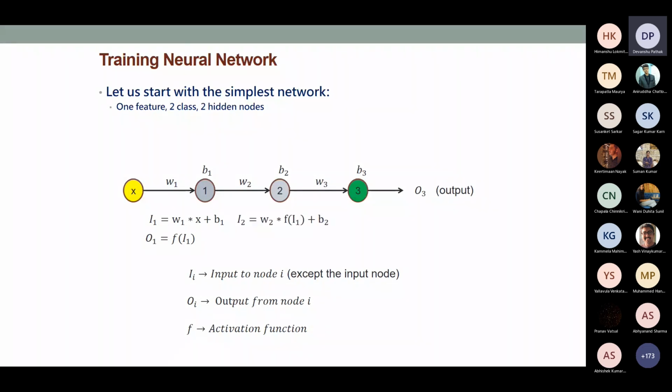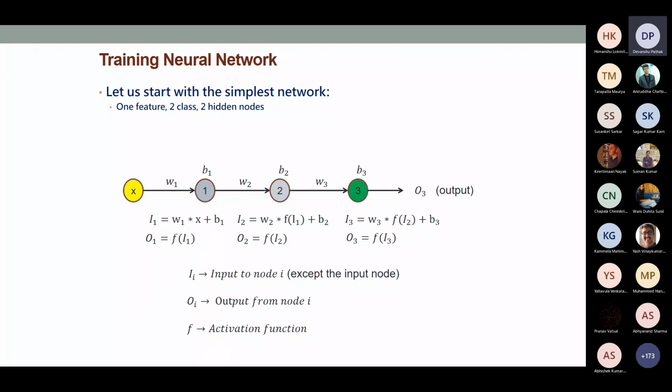Next, I2 would be W2 times F of I1 plus B2, because the input to this node is the signal you receive from the previous node 1, which is F1 of I1, and it has bias B2. Similarly, O2 is F of I2. Third, I3 is W3 times F of I2 plus B3, and O3 is F of I3. That's the O3 produced by your network.